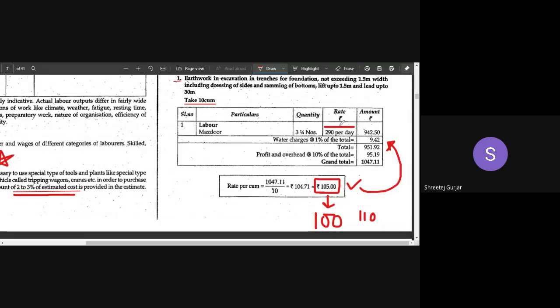Don't take 500 rupees per day, don't take 100 rupees per day. You have to take a reasonable range and arrive at this particular answer. So this is also one trick that you can use to remember or to perform your analysis of rates. So, moving on to the next quantity.